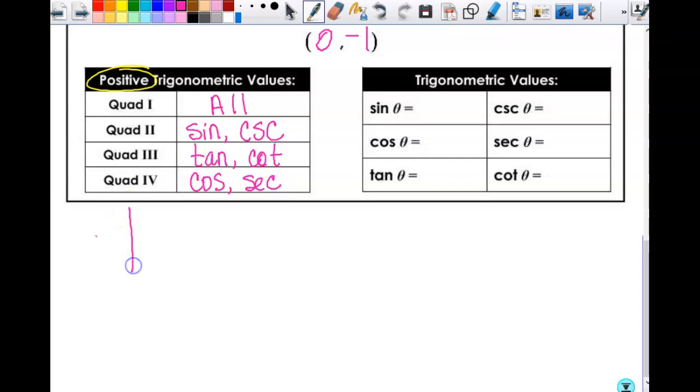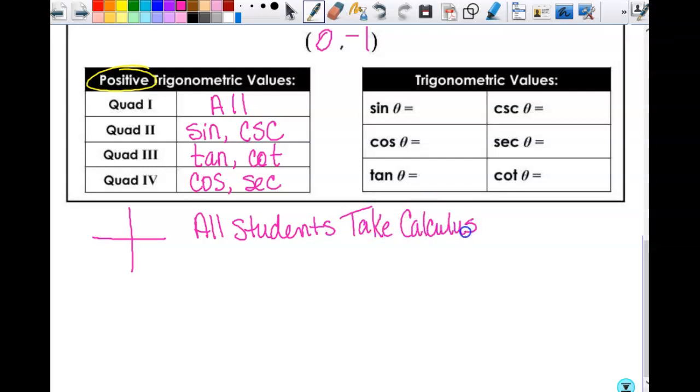So I want you to draw a little tiny x and y axis right here, and then write out: All students take calculus. Okay? All students take calculus. That's how it helps you remember this. It's like a SOHCAHTOA type of thing. So you start in quadrant 1. All students take calculus.